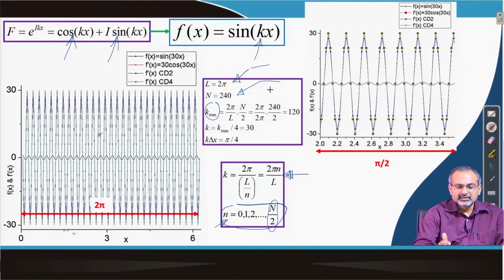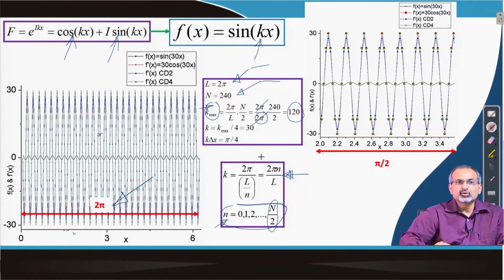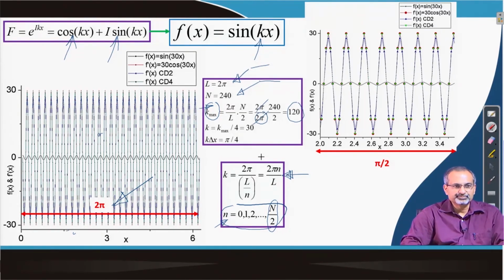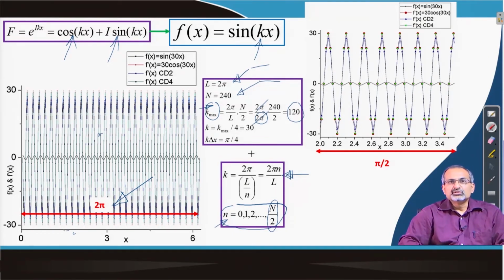So, based on this, we can state that for this discretization, the maximum wave number that you can accommodate, k max, will be given by 2 pi by L into capital N by 2, and we have chosen the L conveniently as 2 pi, so that these two terms cancel out altogether, and we are then left with 240 by 2, which means this length 2 pi can accommodate 120 as the maximum wave number. Now, what we are going to do is, we are going to choose different values of k subject to this maximum wave number that we can accommodate over this domain.